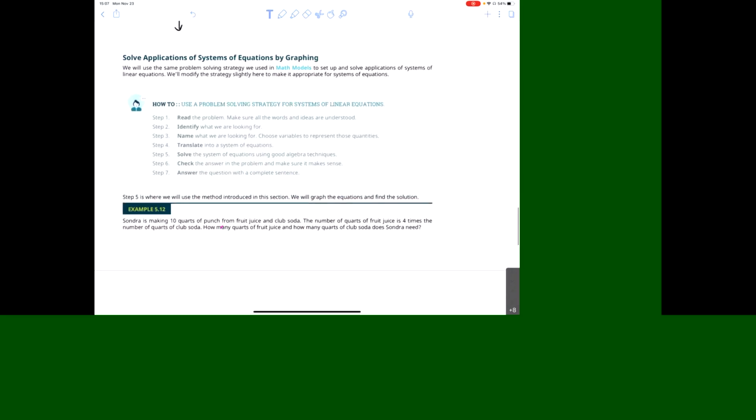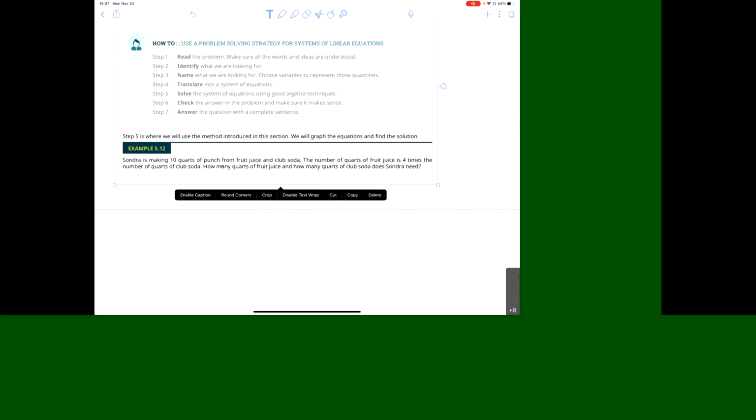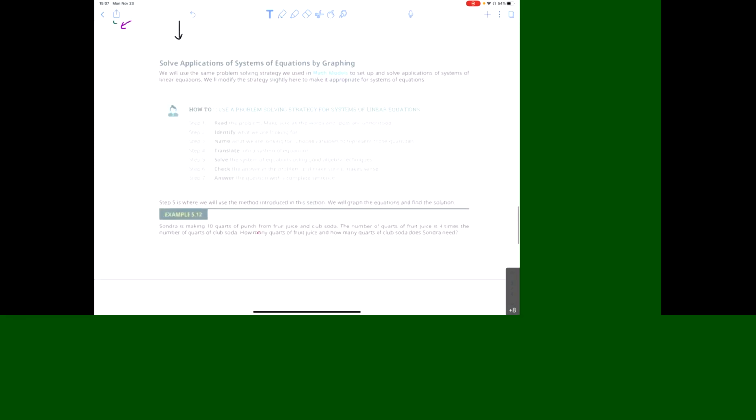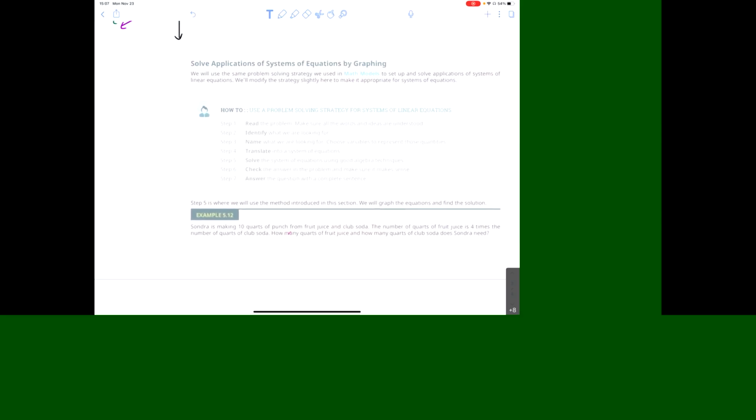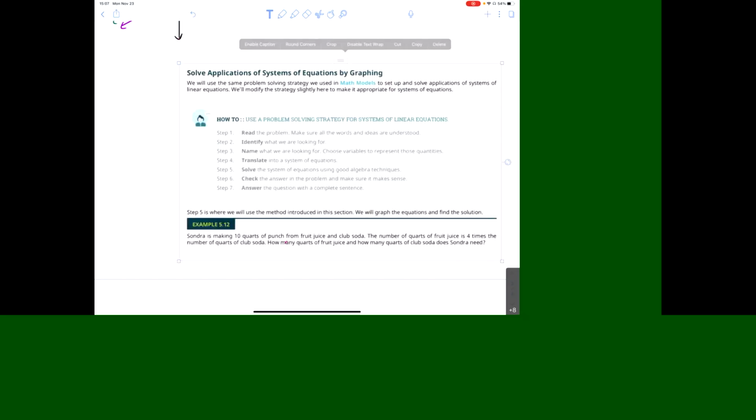So here is our next example, and you can see that it's a word problem. This is from the algebra textbook, on page 580. They tell you a strategy for how to go about it, and you can follow it to a T.